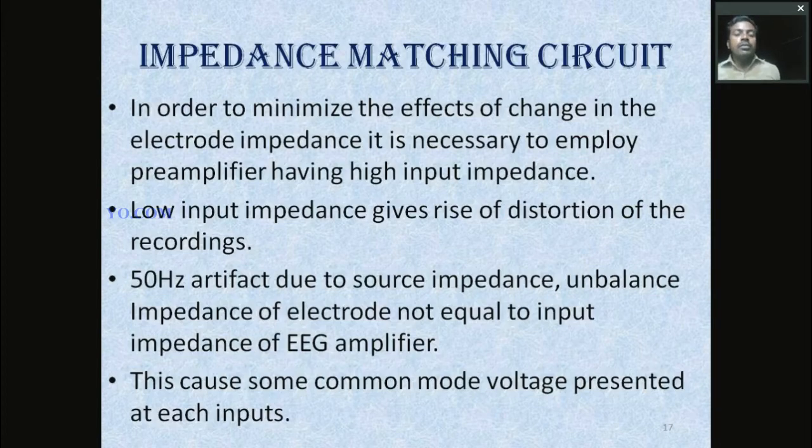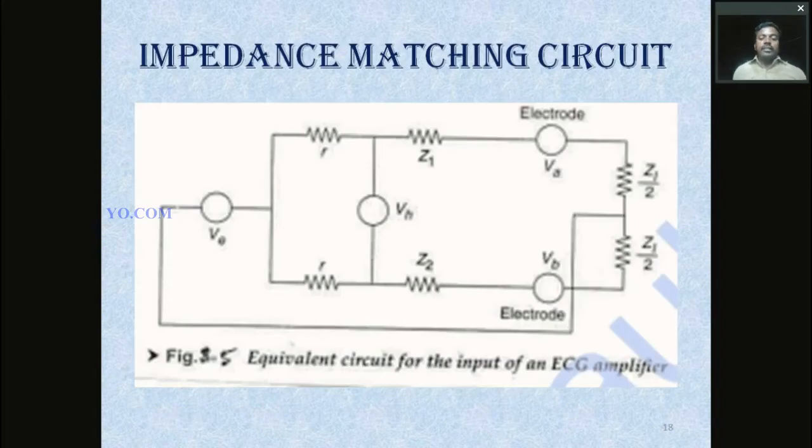To overcome this we use an impedance matching circuit. Consider this the impedance matching circuit. The impedance matching circuit has some resistive network along with some electrodes. So that is the equivalent circuit of the impedance matching circuit.